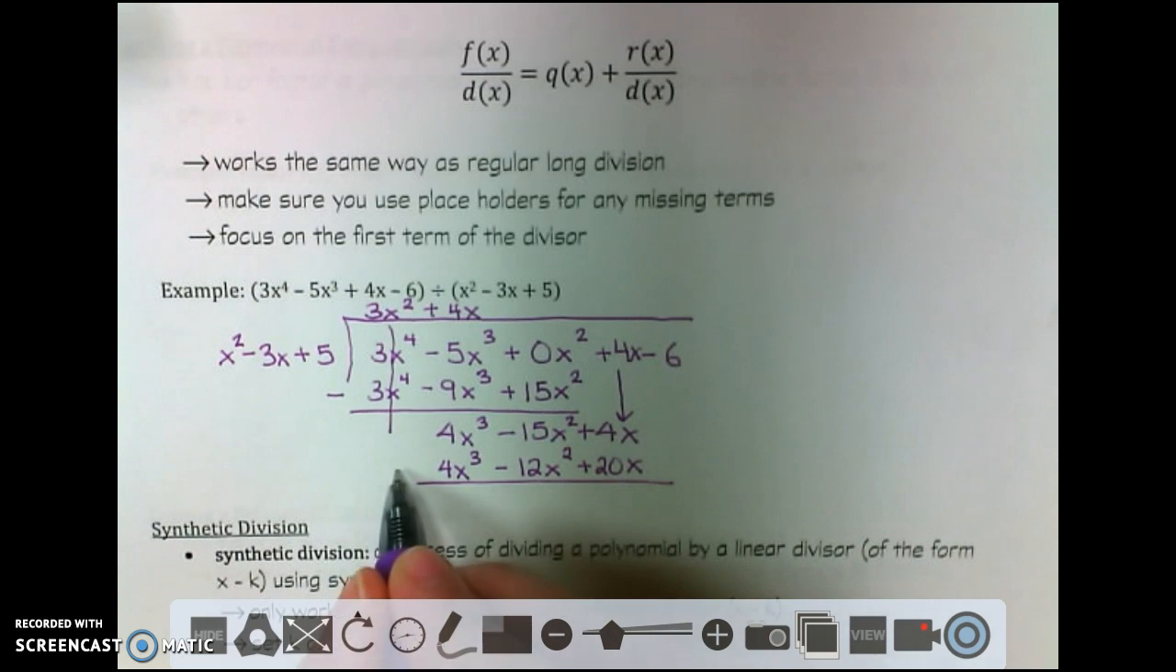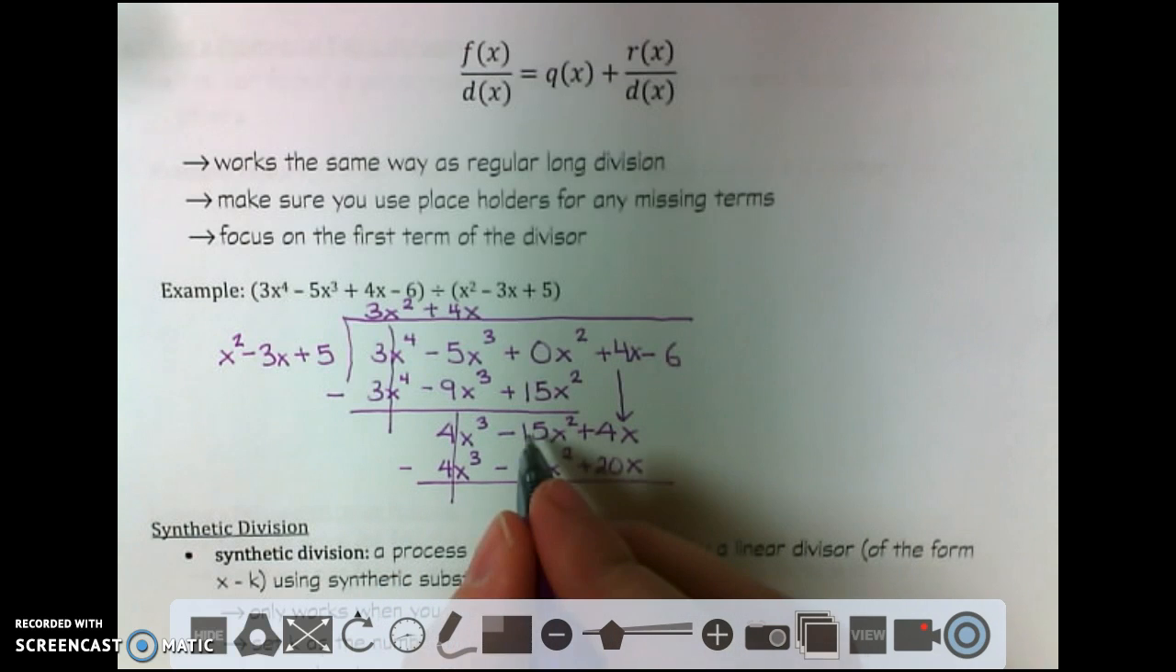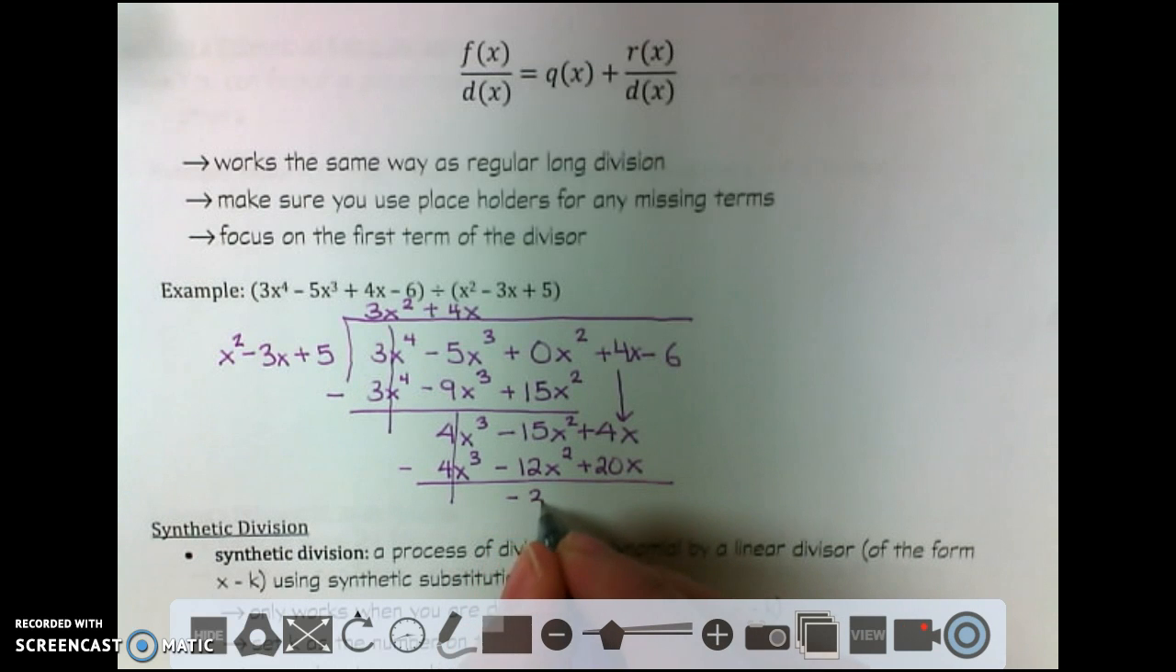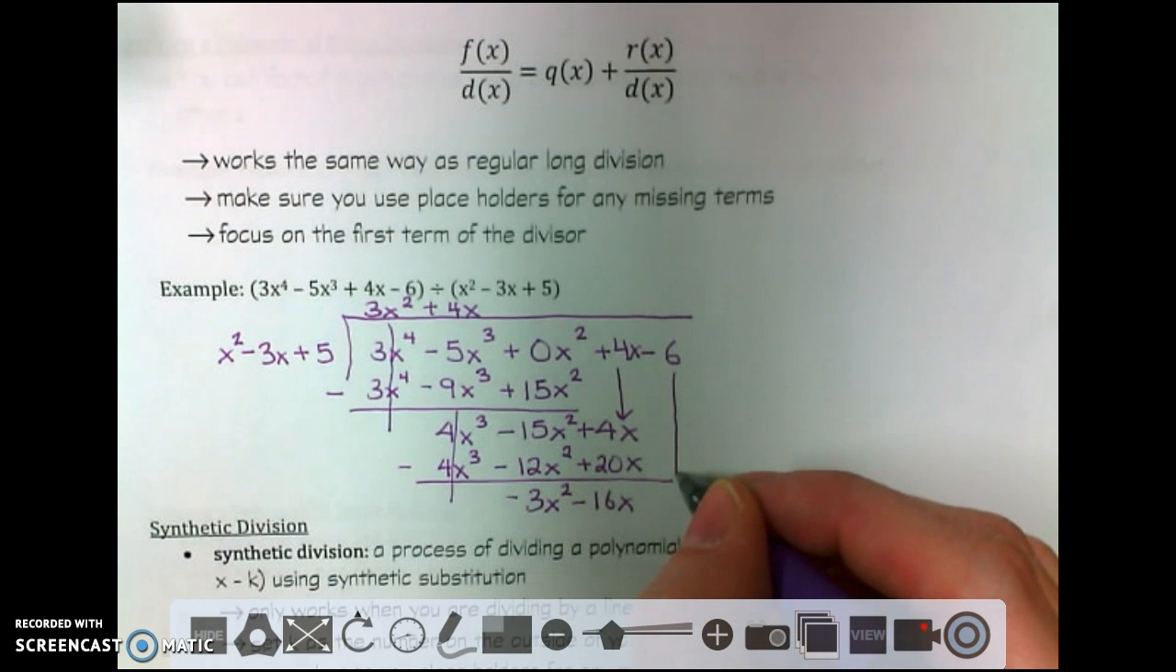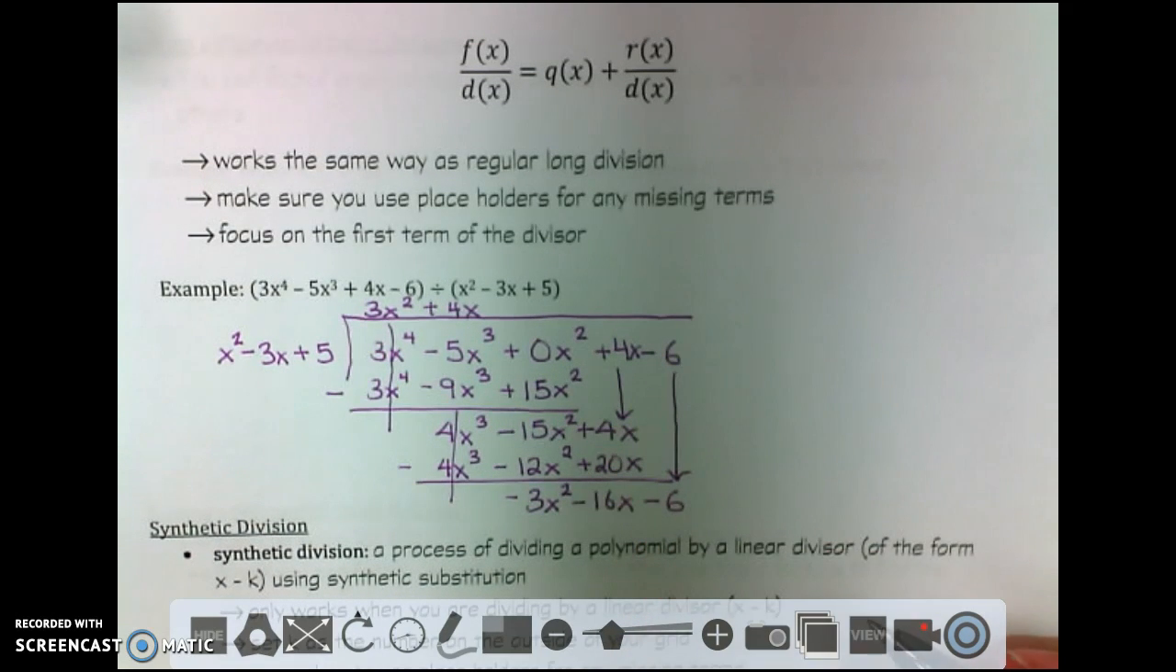Then I subtract again. These two should cancel. Negative 15 minus a negative 12 is plus a positive 12. So that's going to leave me with negative 3x squared. And 4 minus 20 is negative 16x. And then I'm going to bring this 6 down. So I have minus 6.